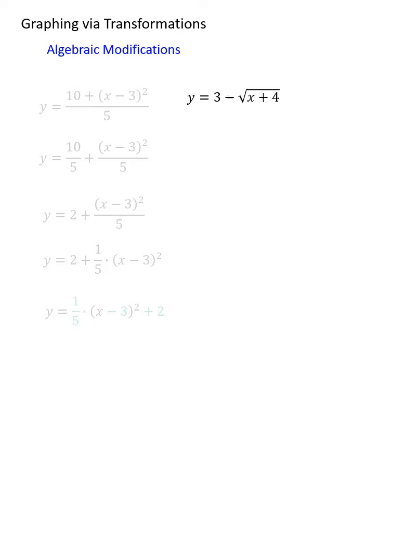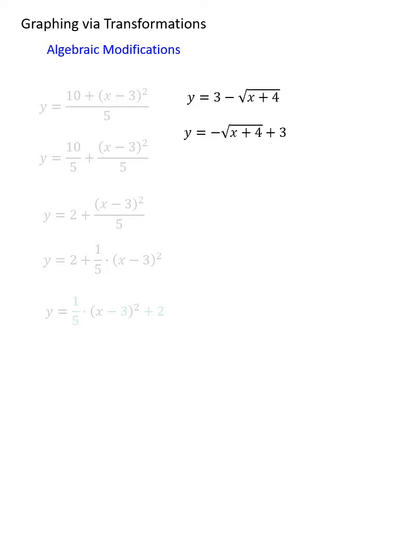Let's look at 2 more of these. Here's a graph. It clearly has a square root in it. So we're going to take the radical function and modify or transform it. But how? Well, one thing that you could do to make it look more familiar is to reverse the order of the terms.